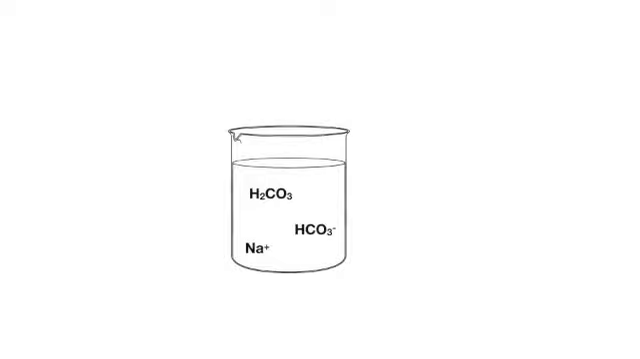So there's my beaker. You can see I've got H2CO3 in there and HCO3 negative. A buffer is a weak acid and its negative ion. Okay, that's it. All right, we are almost ready for a unit test.